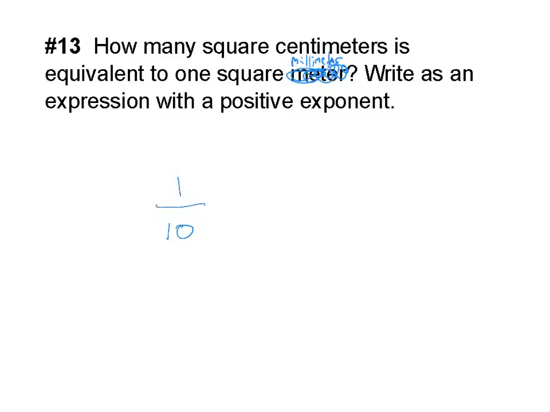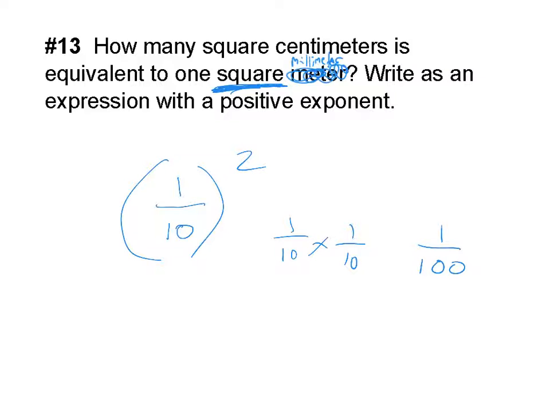Now we're talking about square millimeters. What do you do when you square something? Don't you take it to the second power, right? So 1/10 times 1/10 would be 1 over 100. So how could we write this with a positive exponent? Can you think of something times itself that equals 100? Well, 10 times itself twice, and there you go. You've written it with a positive exponent, okay? That is the actual answer to number 13. Don't forget to show your work.